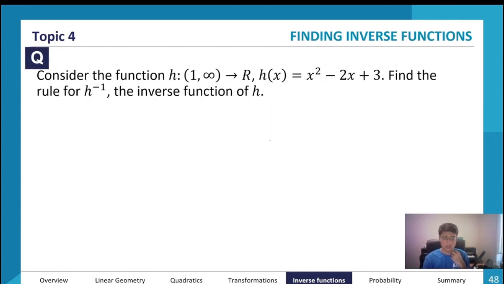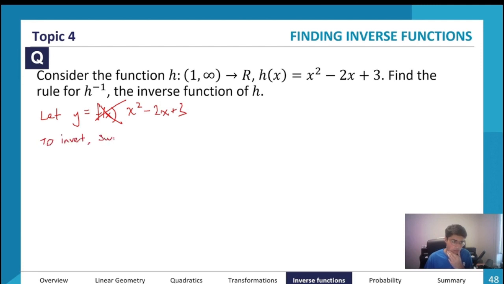Here's another question. Consider the function h, x squared minus 2x plus 3. We need to find the rule for h inverse, the inverse function of h. Okay, so again, we want to write let y equal f of x. In this case, f of x is h of x, which is y equals x squared minus 2x plus 3. And then to invert, swap x and y. All right, so we now have x is equal to y squared minus 2y plus 3.